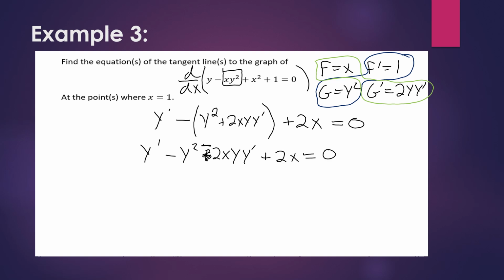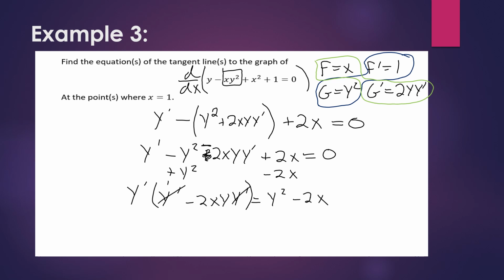So we're trying to get y prime by itself. So let's move everything without a y prime over. So that means add a y squared and subtract a 2x. I'm going to get y prime minus 2xy prime will equal y squared minus 2x. The next thing I'm going to do is factor out a y prime. So this becomes a 1, and the y prime just goes away here. So I'm going to get y prime times (1 minus 2x) equals y squared minus 2x.